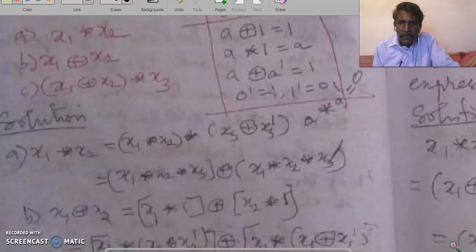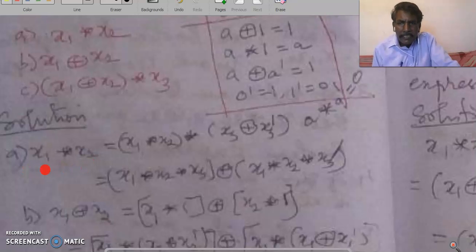This is what is given to us. The first expression is X1 meet X2. The second problem is X1 join X2. The third problem is X1 join X2 meet X3. Now we have to write all of them in product of sum form, and we will take this particular problem now.